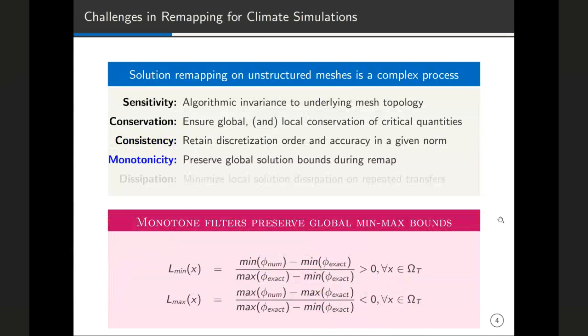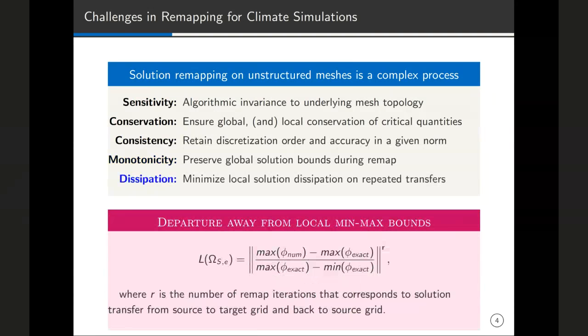Next is monotonicity. So if my solution on the source grid has a certain global bound, can I preserve that global bound after transferring the solution? And so you could apply monotone filters to achieve that. But in terms of a metric, we measure that by looking at the solution before and after the projection and the departure away from these global bounds. And in the same flavor, we also look at it in a local bound as well.